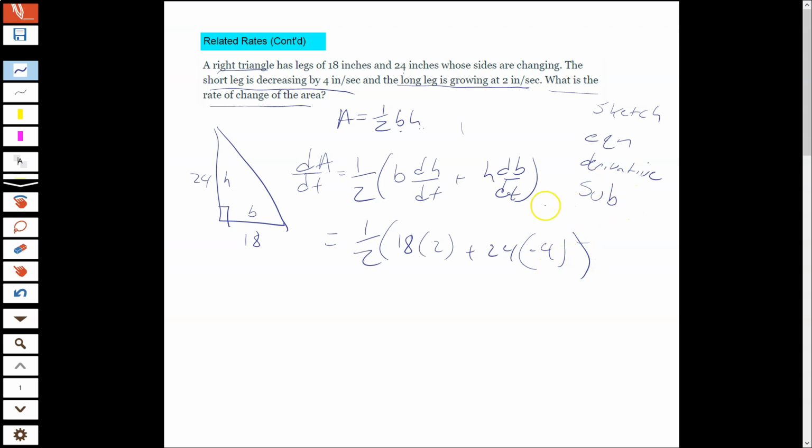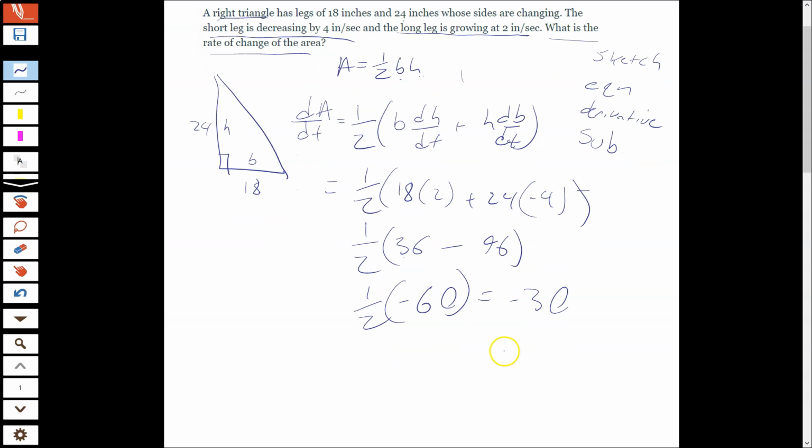So here, I am just going to simplify this. So what do we get here? 36. Next term is going to be negative. And 4 times 24 is what, 96? 1/2 is still chilling. 36 minus 96 is -60. So this ends up being -30.